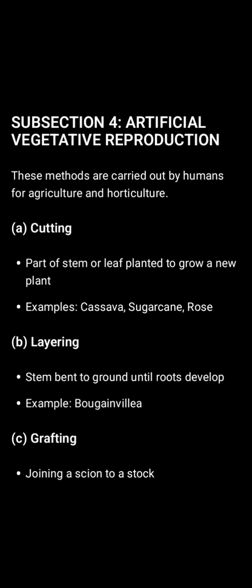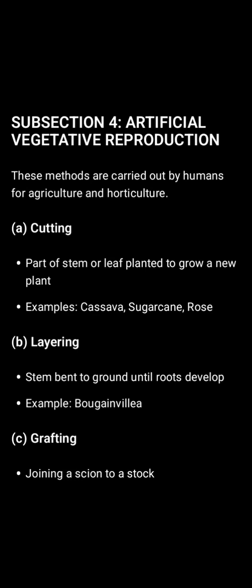Another example is layering. In layering, you bend the stem of the plant and you bury it in the ground. You don't pluck it out, you don't disconnect it, you don't cut it. Just bend it and bury it, cover it, and then it will develop roots. After it has developed sufficient roots in the ground, then you can cut and disconnect them. An example of this is bougainvillea.